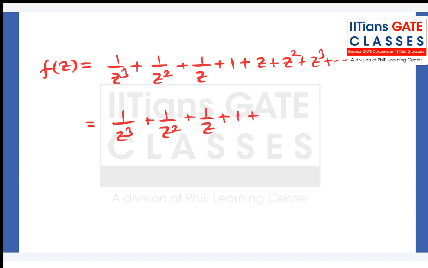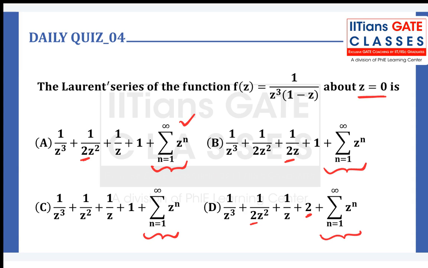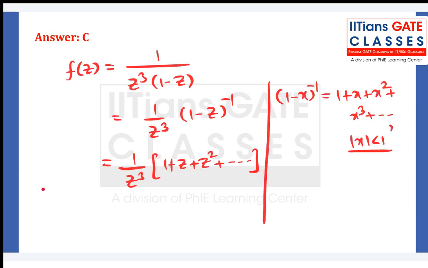plus summation of z power n going from 1 to infinity. So therefore the correct answer should be with all the coefficients as 1. So that will be nothing but option number C. Yeah, and that is also the correct answer.